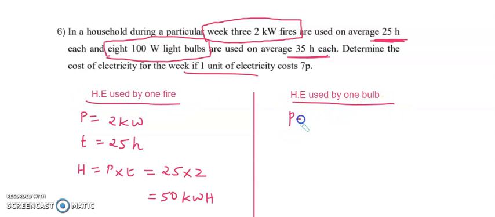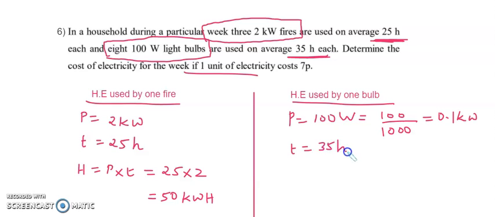So here the power for one fire is 2 kilowatt, and the time that it is running is 25 hours. So the heat energy is P into T, which is 25 into 2, which is 50 kilowatt hour, right? Correct? So this is only one fire which is giving out this much amount of heat. Let's find it for the bulb. The power for the bulb is 100 watt. So can I say it is 100 divided by 1000, which is 0.1 kilowatt, right? Then the time is given to be 35 hours. So heat energy is equal to 0.1 multiplied by 35. Correct. So that will give me 3.5 kilowatt hour.